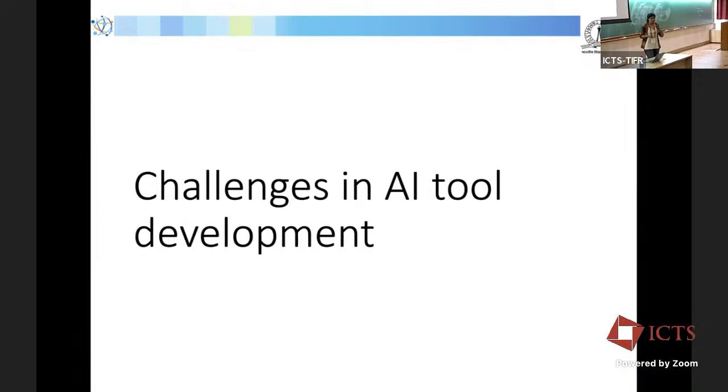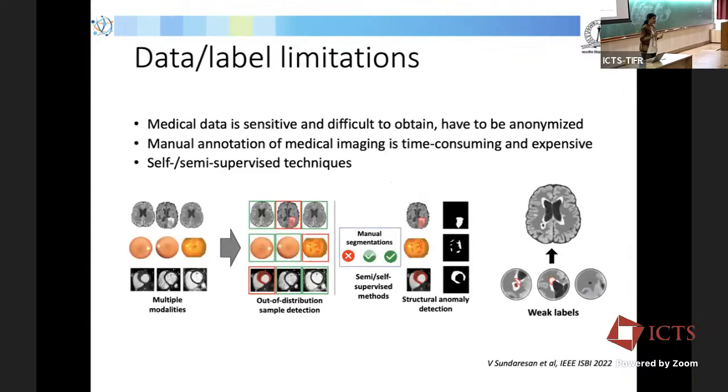So those could be some of the AI applications, some examples of AI applications that could be used in precision medicine. So moving on to challenges in AI tool development. So when we develop a tool, for example, like a deep learning method, it's going to need a lot of data, some examples from which we can train the model. However, in medical imaging, we have to basically get the data from clinics.